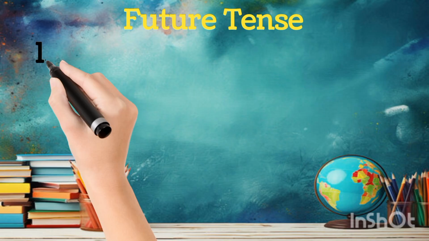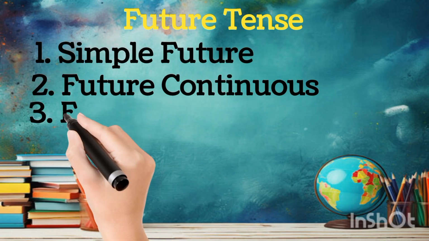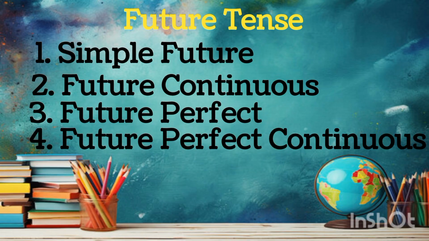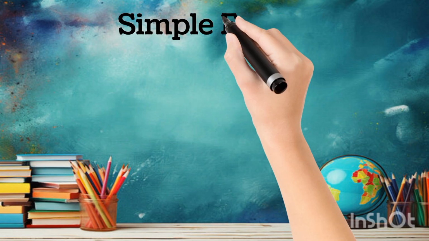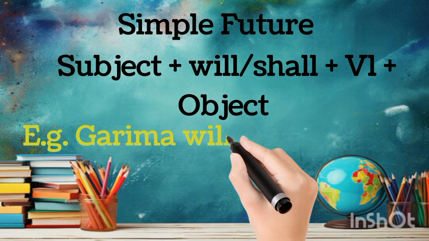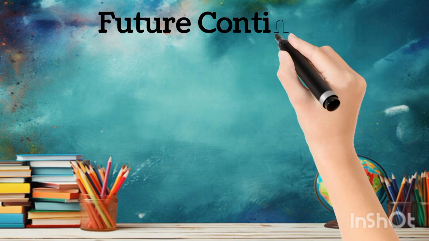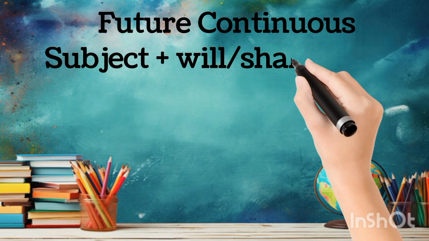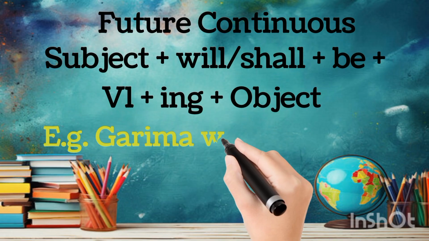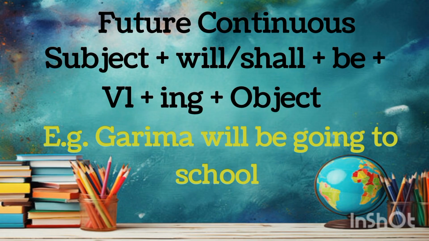Now comes the future. Future is also of four types: simple future, future continuous, future perfect, and future perfect continuous. Number 1 simple future. Rule: subject plus will/shall plus verb first form plus object. Example: Garima will go to school. Future continuous. Rule: subject plus will/shall plus be plus verb first form plus ing plus object. Example: Garima will be going to school.